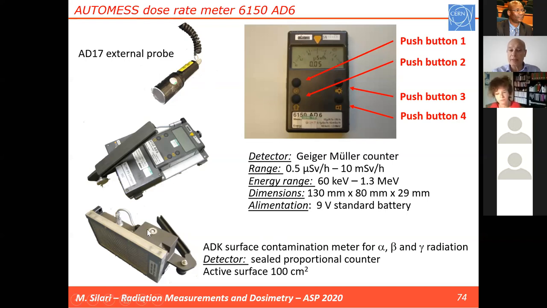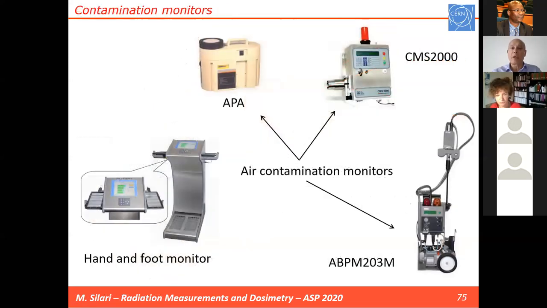So this device will use the electronics. It is a sealed proportional counter, a gas detector with an active surface of 100 square centimeters, that is used with the electronics, and it is sensitive enough to detect surface contamination. So you can add probes in order to do different types of measurements.